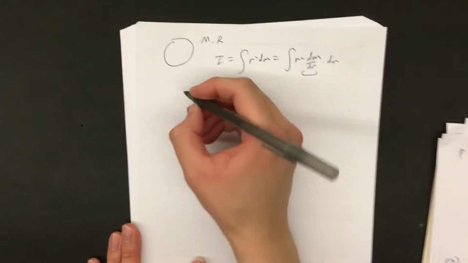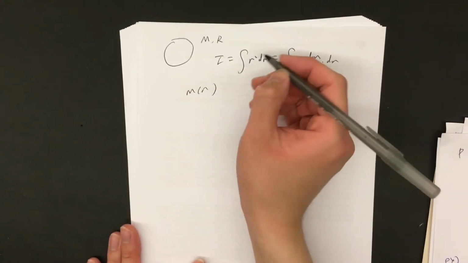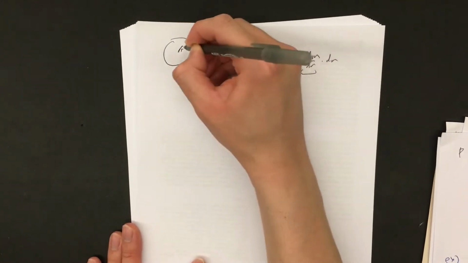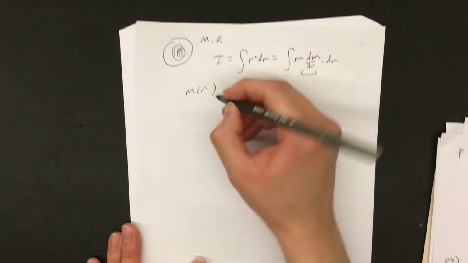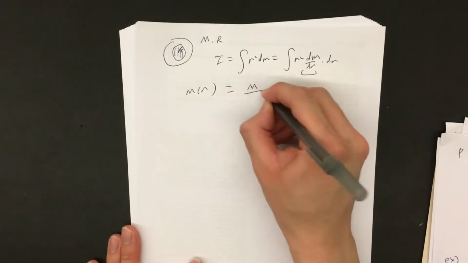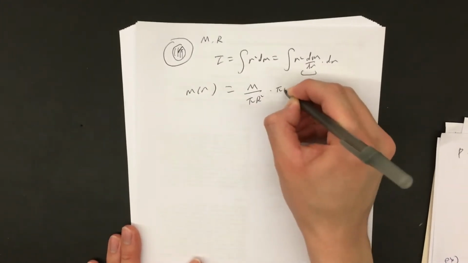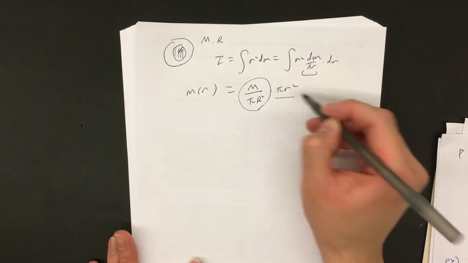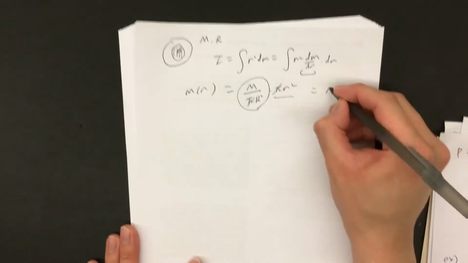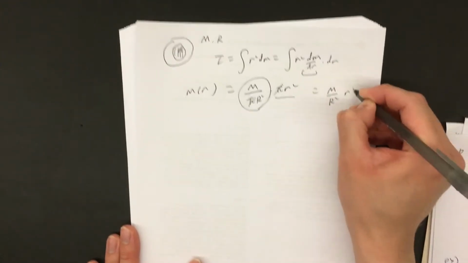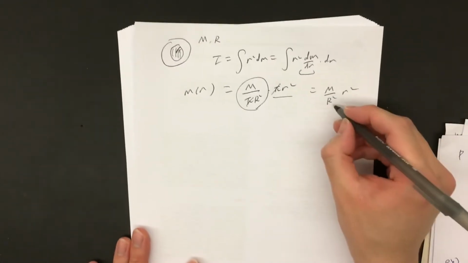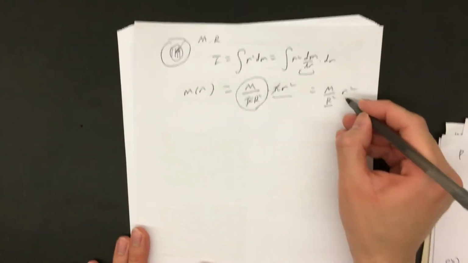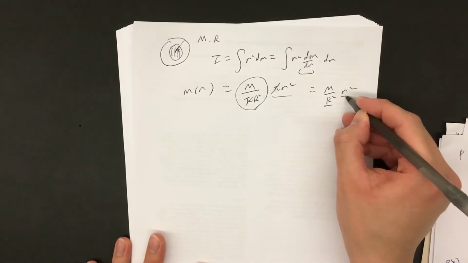Now solving for dm/dr, if I write m as a function of r, what I mean is that for a distance r, the mass inside this circle equals big M over pi big R squared times pi r squared, since this term equals the mass density and this equals the area. Canceling out the pi, this equals M over big R squared times r squared. Now it is very important to differentiate this big R, which is the maximum radius, and this r, which is just a variable.